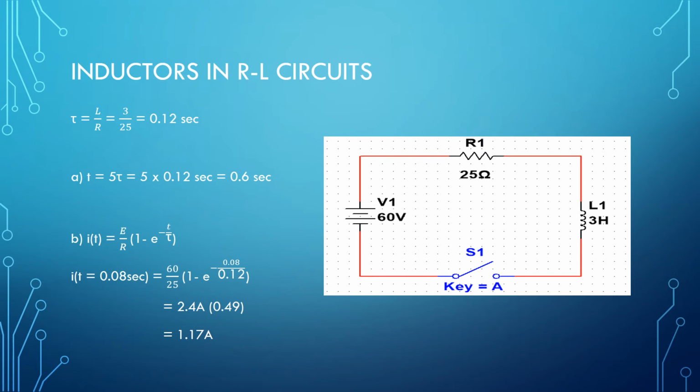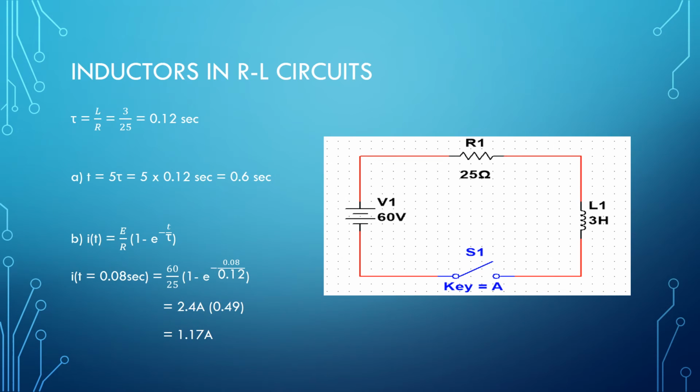The time it takes for the current to reach its steady state is equivalent to 5 time constants. Therefore, for part A, the time it takes to reach steady state is 5 multiplied by 0.12 seconds, which is equal to 0.6 seconds. Now for part B, we have to find the current of the inductor after 80 milliseconds.